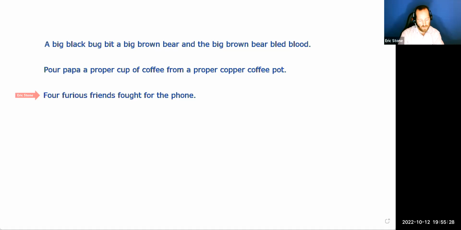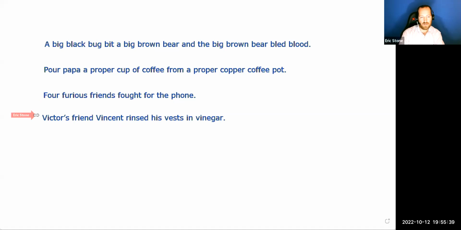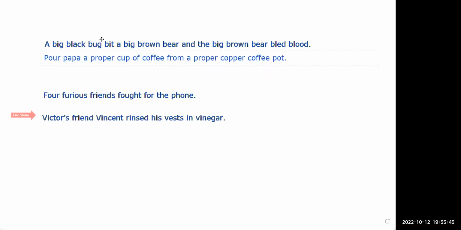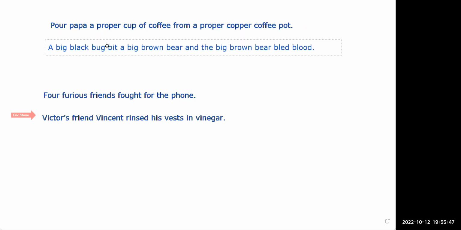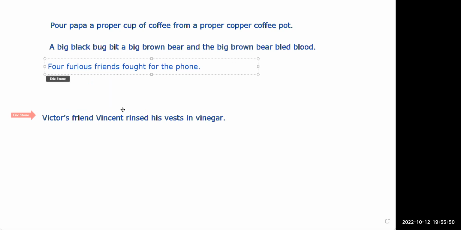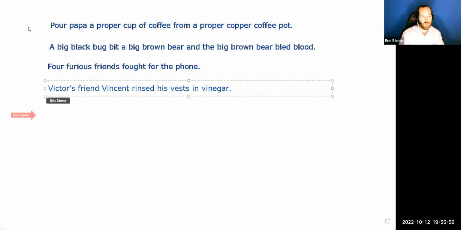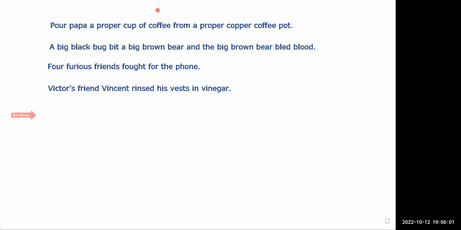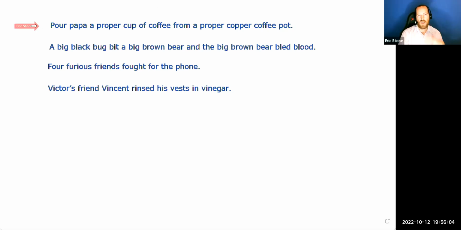And then the last one will be with V. Let me put it here. One second. Like this. So this one says: Victor's friend Vincent rinsed his vest in vinegar. Victor's friend Vincent rinsed his vest in vinegar. There you go. Good job. I should have put them in this order with P, then B, then V. But anyway, these are ways to challenge yourself practicing those sounds, you know?